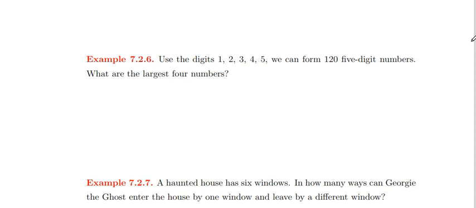So for this problem, use the digits 1, 2, 3, 4, 5. We can form 120 five-digit numbers. Where does 120 come from? This is just 5 factorial: 5 multiplied by 4 multiplied by 3 multiplied by 2 multiplied by 1 equals 120.